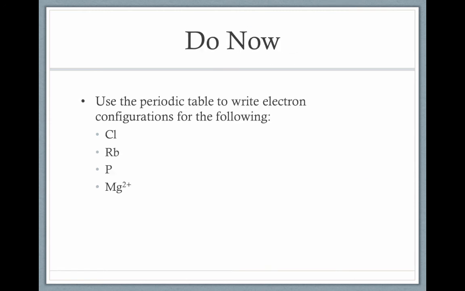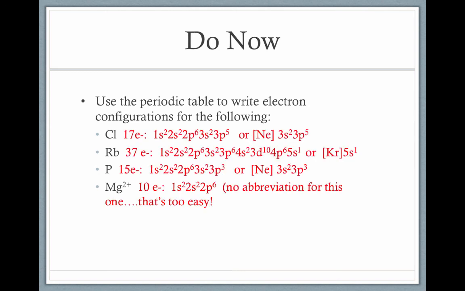Now it's time to try some on your own. Pause the video here and try writing electron configurations for each of these elements. You may choose to write the abbreviated form or the full form, although notice for Mg2+, you may not write an abbreviated form. You'll see why if you try. When you come back, I'll display the answers. Welcome back. Here's what you should have gotten. Notice I've written the extended version first and the abbreviated version after. It doesn't matter which you chose to do.